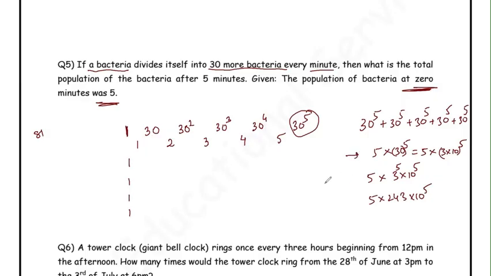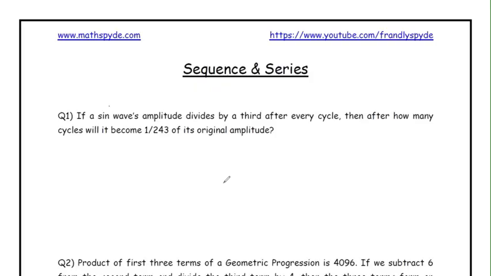One silly error, and even after knowing how to solve the question, you would mess it up. So be careful with your calculations. So 5 times 200 is 1000, and 5 times 43 is 215. Add them up. So that is 1215 into 10 to the power 5 will be the total population after 5 minutes, when the 0 minutes population is 5. Okay. So we move on to question number 6.